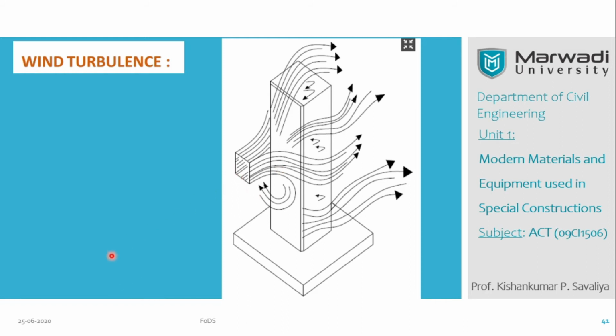If your wind is flowing from this direction, that is your windward direction, the turbulence of the wind flow is created like this. First of all, the wind will go like this, and here all the arrows are showing the motion of the wind.